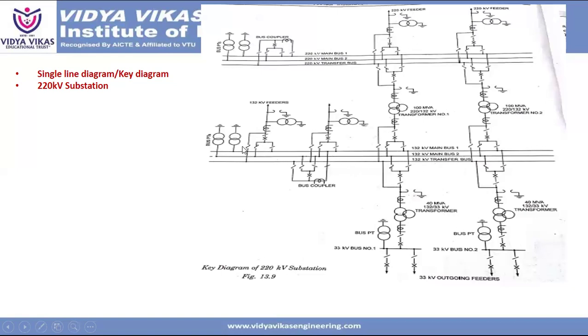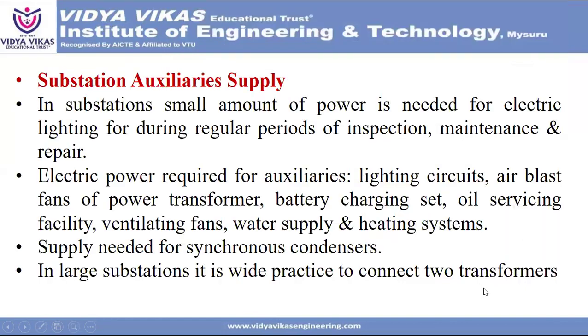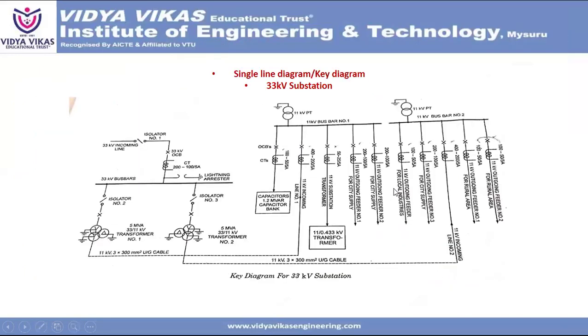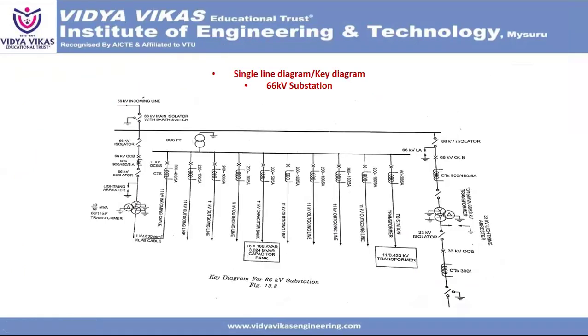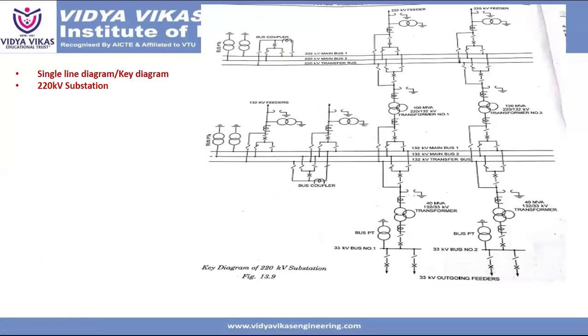From here we are going to give other types of feeders. And then bus coupler, 132/33 kV transformer, and then from 33 kV to outgoing feeders. This is nothing but the three single line diagrams. If you write them down one time, you will get a clear picture of the single line diagram of the different types of substation: 33 kV substation, 66 kV substation, 220 kV substation. Among these three substations, in your examination you will definitely get one question.